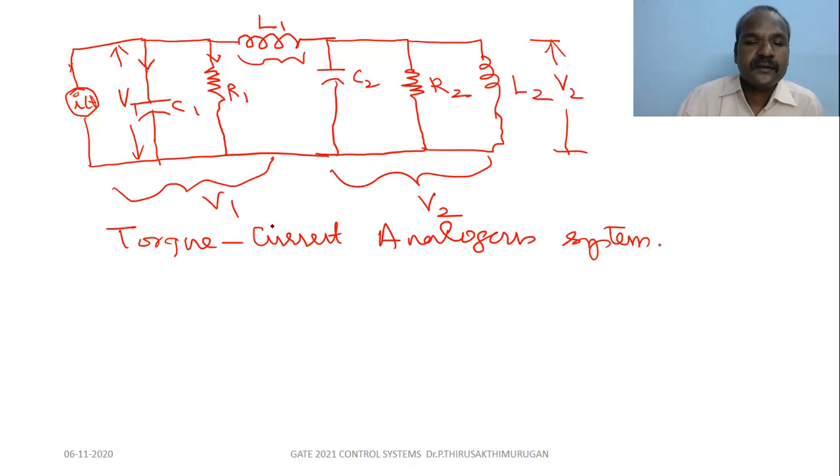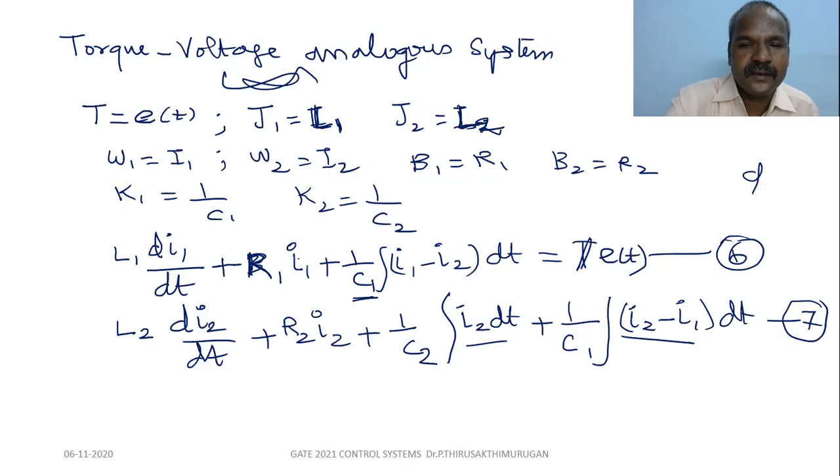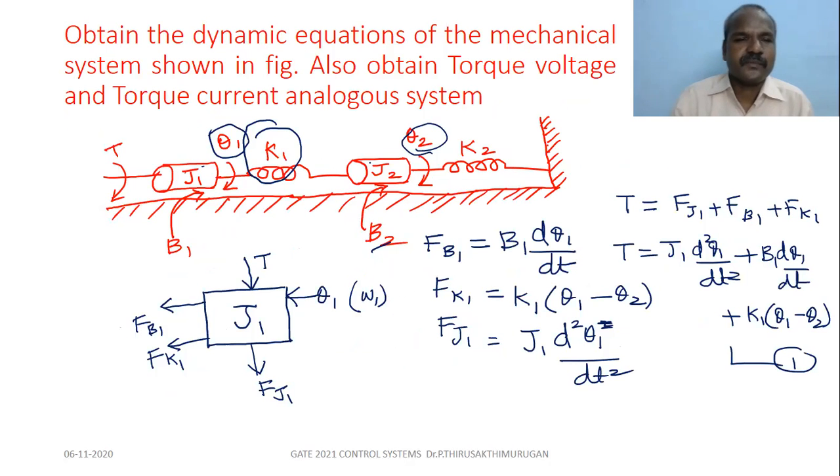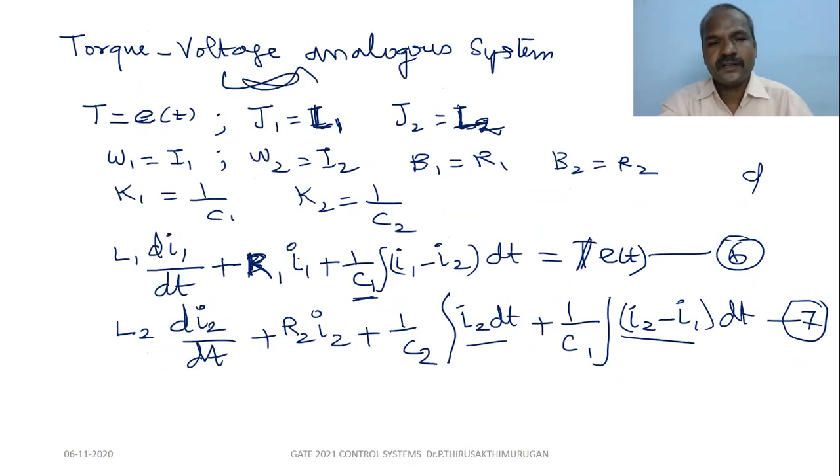So very important. Objective type questions will be asked by giving this type of networks. So what we are seeing from a mechanical system: obtain the dynamic equations of the mechanical system shown in figure. Also obtain the torque voltage and torque current analogous system. Clear? So first we modeled the mechanical system. We derived the dynamic equations, 1 and 2. From the equations, we converted from mechanical system to electrical system.